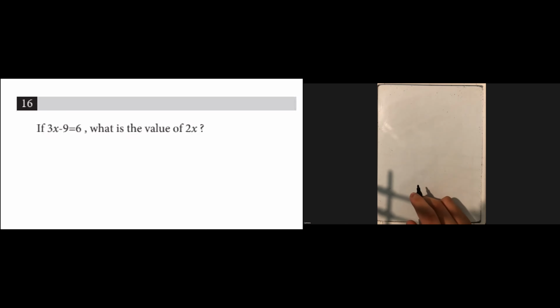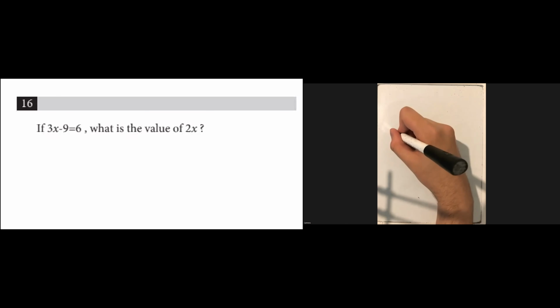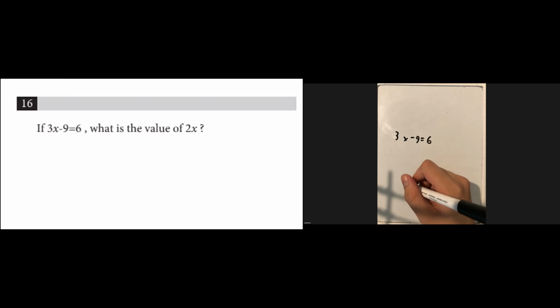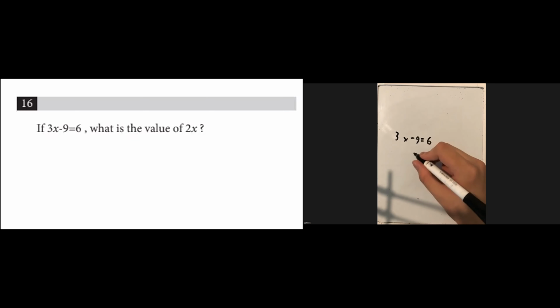Okay, so for this, we have 3x minus 9 equals 6. So what is the value of 2x? Well, we just need to find x first. So if we add 9 to both sides, we would get 3x equals 15. Divide both sides by 3, and we get x equals 5. And so what is the value of 2x? Just 2 times 5, which is just 10. So the answer is 10.